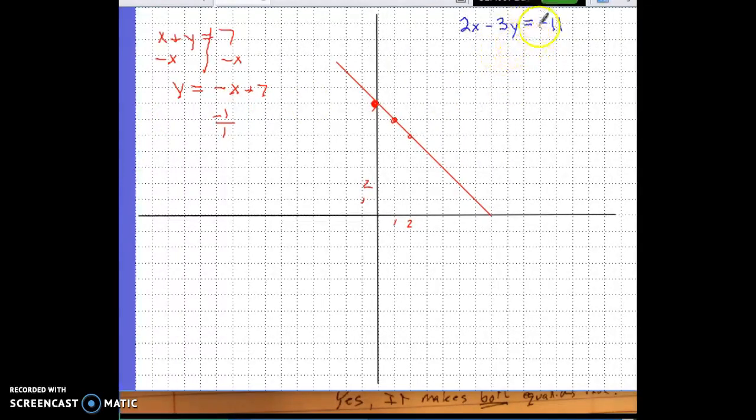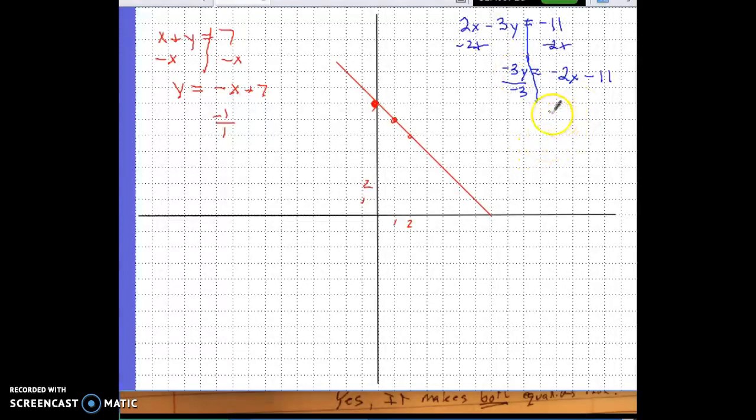Next, what I want to do is graph the second equation. So this one, getting y by itself, is not going to be quite as pretty as it was in the first one, but we're not afraid. So we're going to get this y by itself first by subtracting 2x from both sides of the equation. That gives me a negative 3y equals negative 11 minus 2x, or minus 2x minus 11. Order doesn't matter.